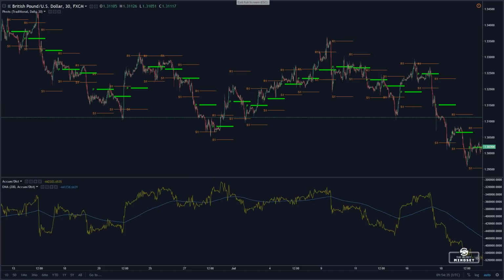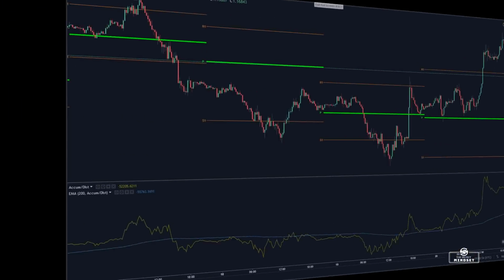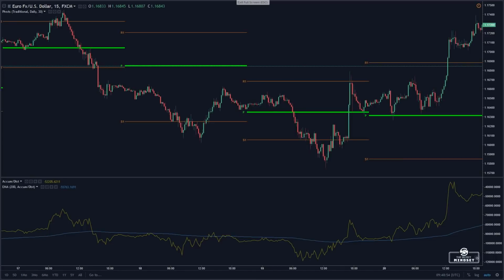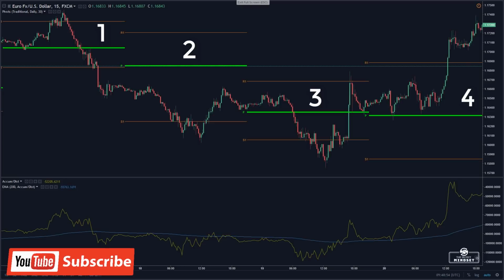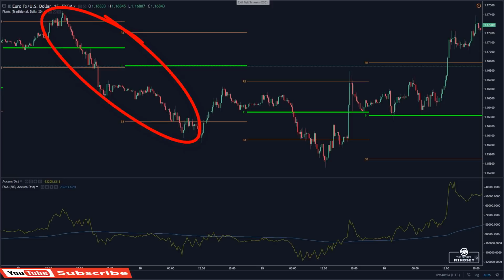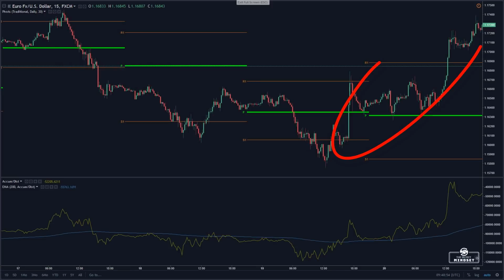Very important, we only take signals around the pivot point. That's the main rule of our system. Here's the Euro USD on the 15 minutes chart. In this chart we have 4 trading days during which we had a downtrend, a small range, and an uptrend.